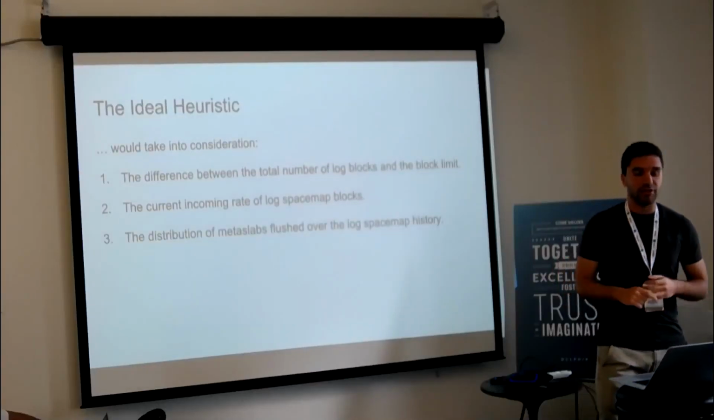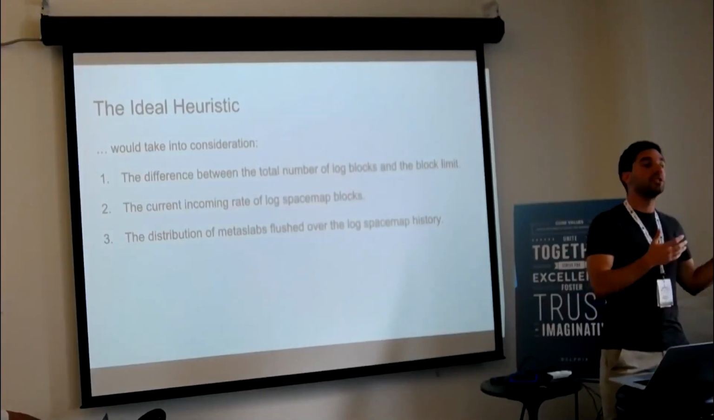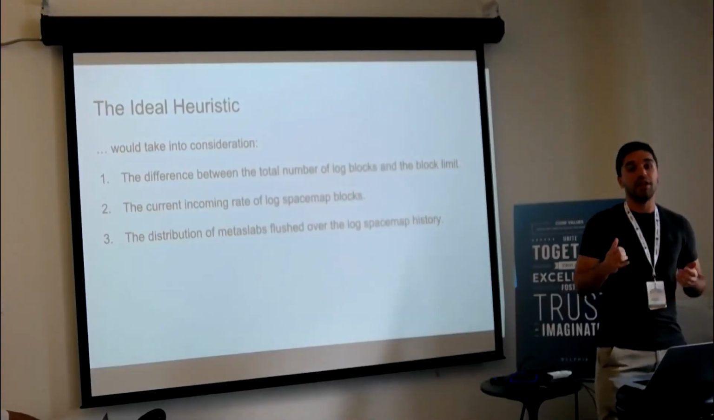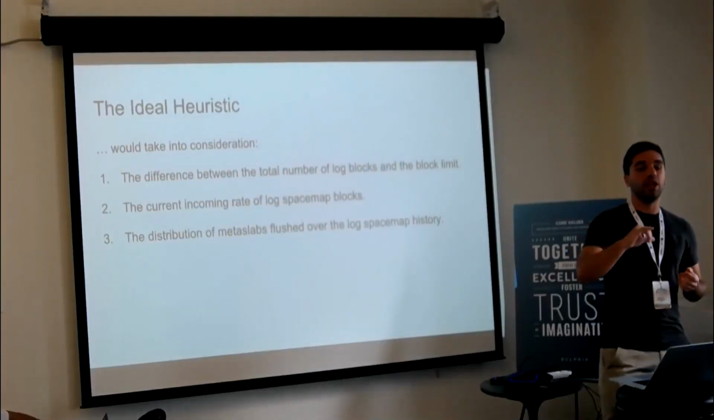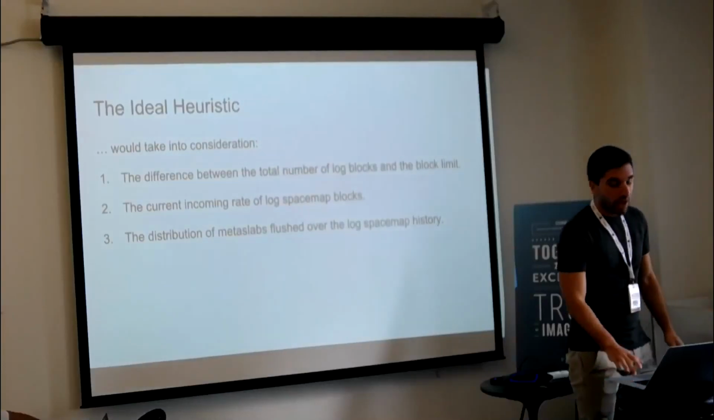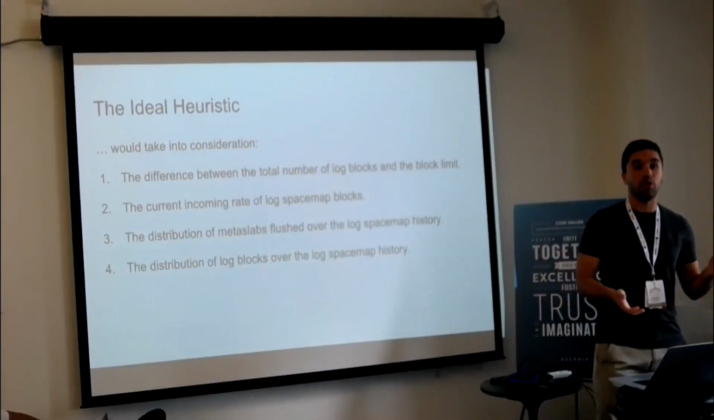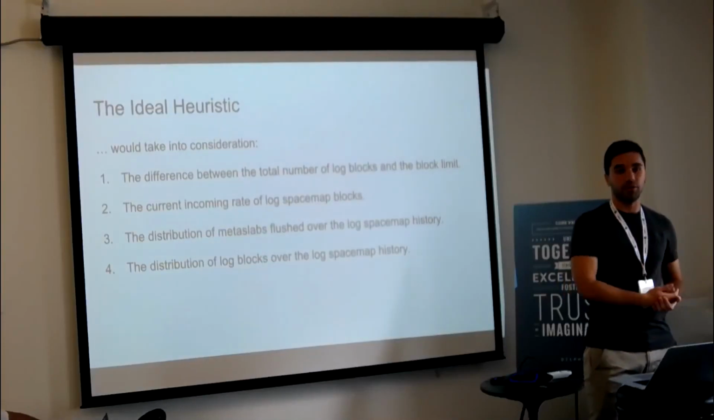The third thing is the distribution of metaslabs flushed over our log spacemap history. Have we been flushing a lot? Have we been flushing little? That's important because basically our flushing history correlates to how easily we can destroy old log spacemaps. And finally, the distribution of log blocks over our log spacemap history. How has the incoming rate been in the past few TXGs?